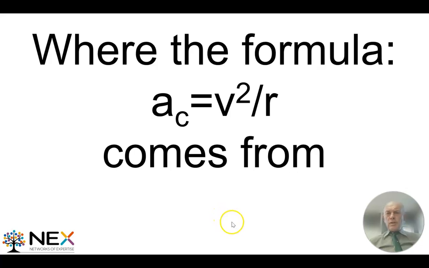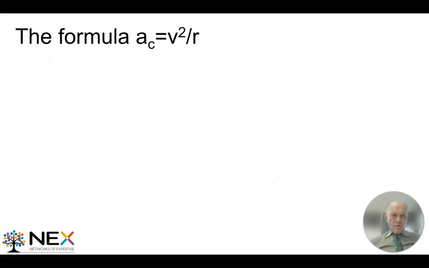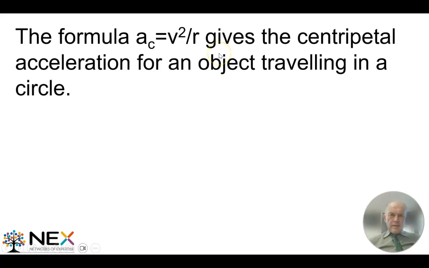This is a little video to show you where this formula that's used in introductory physics comes from: the centripetal acceleration for circular motion is the instantaneous speed squared divided by the radius. My name is Haggis Henderson and I'd like to take you through this. This formula gives the centripetal acceleration in meters per second squared for an object travelling in a circle.